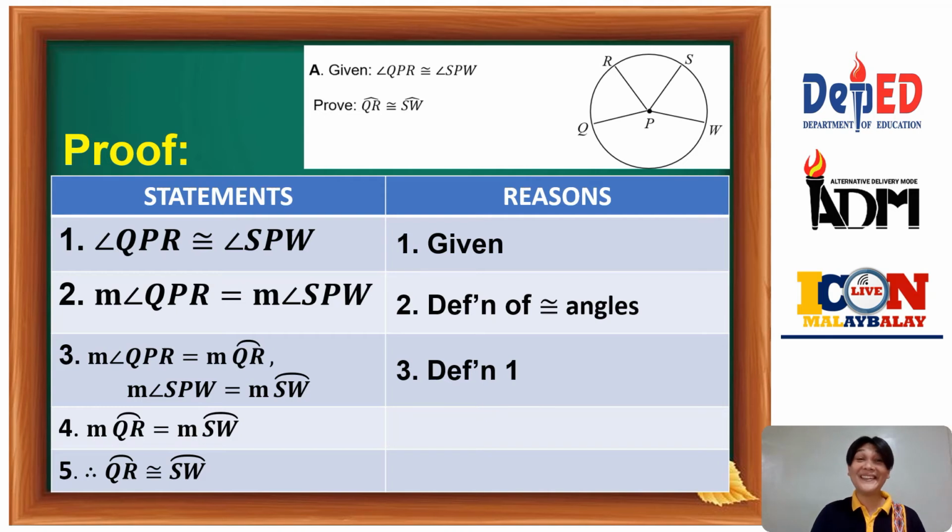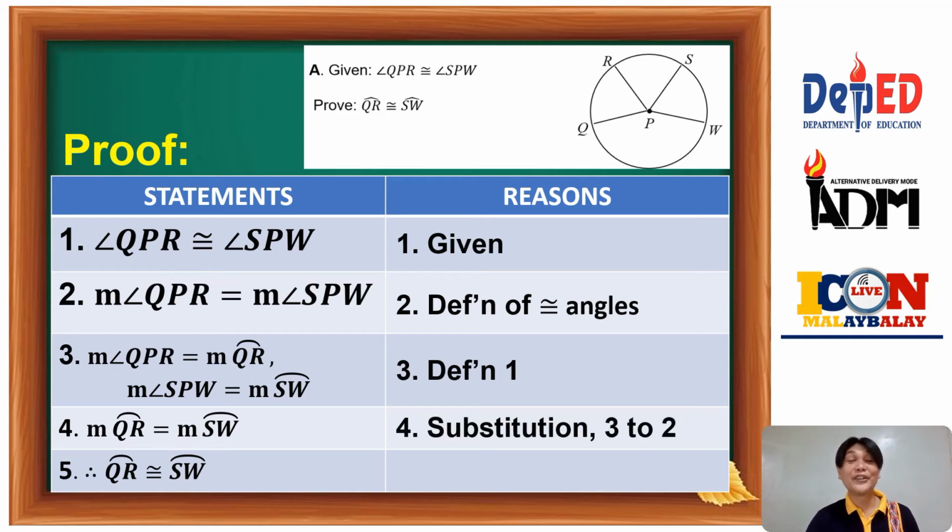Yes, definition 1, right? The degree measure of the central angle is equal to the degree measure of its intercepted arc. Now, statement number 4. Measure of arc QR is equal to the measure of arc SW. Why? Substitute statement 3 to statement 2. Therefore, we can say that arc QR is congruent to arc SW because of the definition of congruent arcs, or definition of congruence.